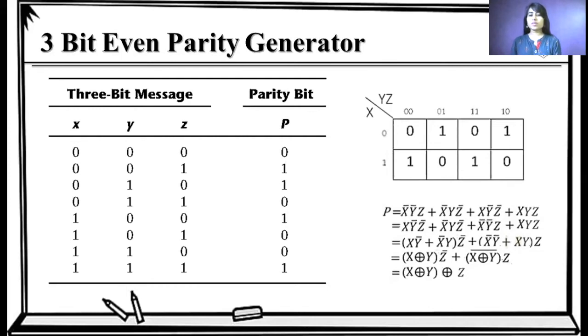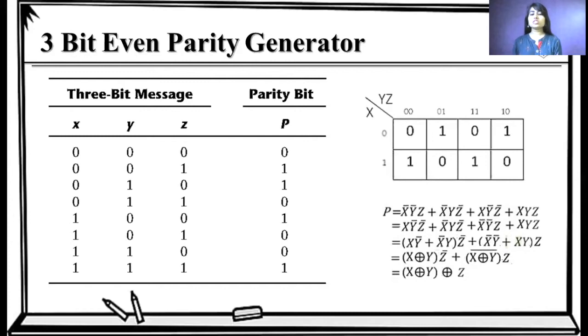We can simplify this logical function by converting it into XOR form, as X' Y' Z + X' Y Z' + X Y' Z' + X Y Z is equal to X XOR Y XOR Z.